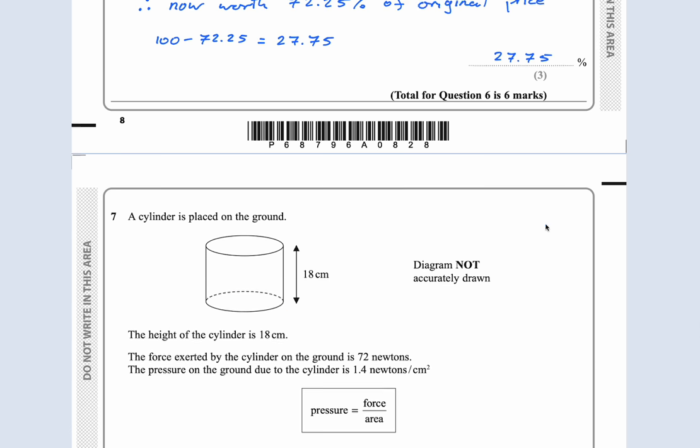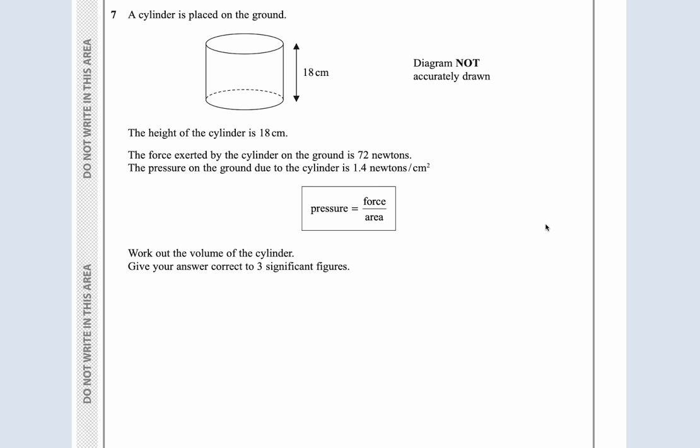So that goes 27.75%. Okay, question 7. A cylinder is placed on the ground. The height of the cylinder is this. The force exerted by the cylinder on the ground is this. The pressure on the ground is this. Okay, fine. Work out the volume of the cylinder.